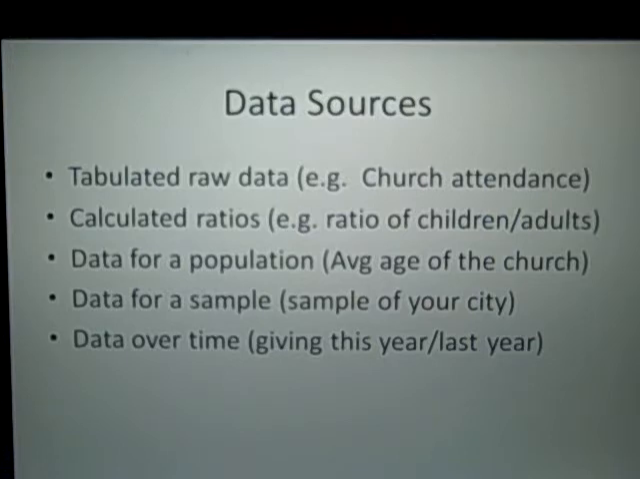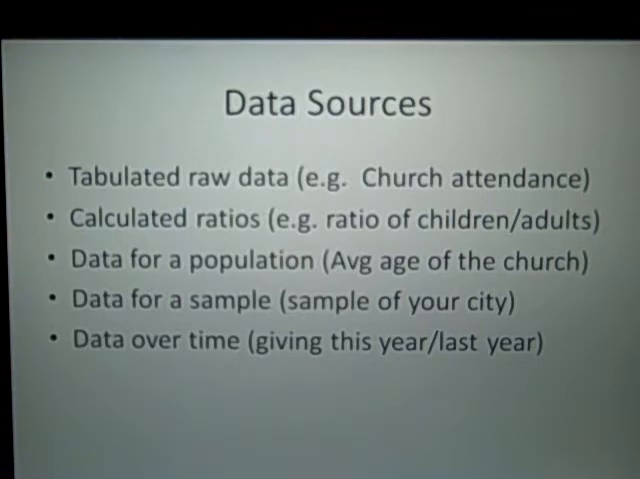We can take data from a population. A population is the entire group of people or the entire set of data for the group of people that we're looking at. So we could take the age of every person in a church and average that. We could take the age of everyone in the church and put that across the normal distribution and see how that compares to other churches.